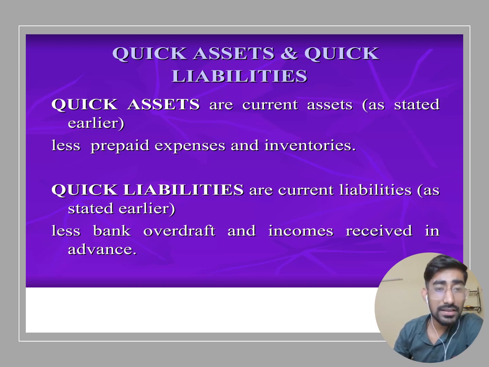In the similar case, if your current liabilities are 1 lakh and the bank overdraft is 5,000, so 1 lakh minus 5,000 comes up to 95,000. That is your quick liability. I hope it is clear. So you just need to remember two things: from the total current asset we need to deduct the prepaid expenses and inventories to get the quick asset, while we need to deduct the bank overdraft from the total current liabilities to get the quick liabilities.